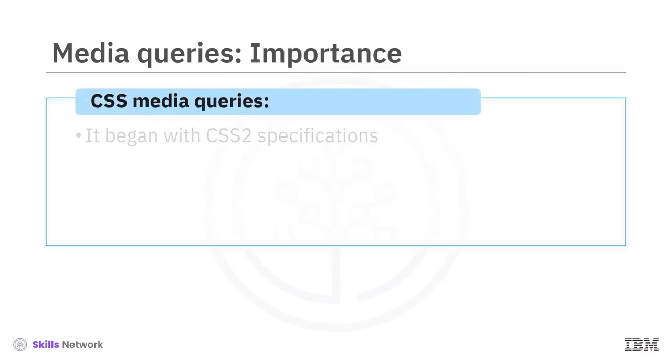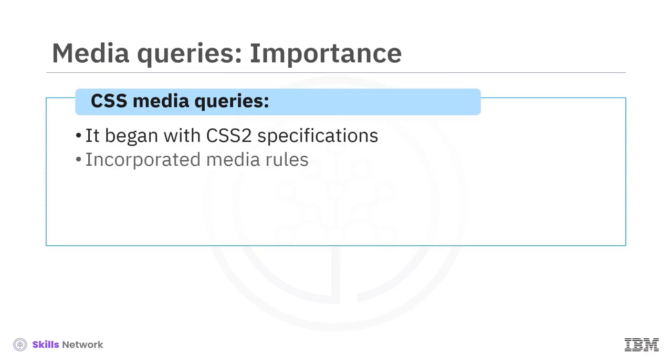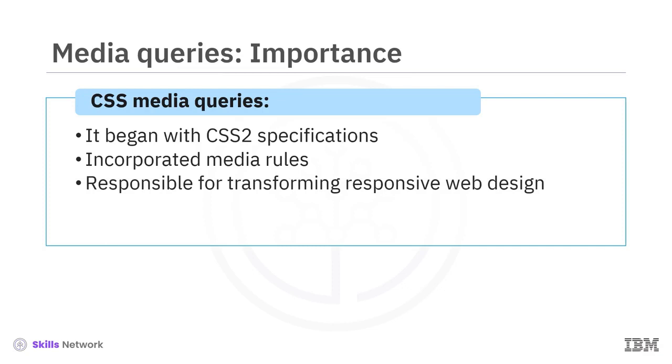CSS media queries began with the CSS2 specifications. After observing the popularity of media devices, media rules came into CSS. Even though media rules did not receive wide recognition, they can present queries that can analyze a media device and apply CSS accordingly. Media queries in CSS are responsible for the transformation in the development of responsive web apps today.